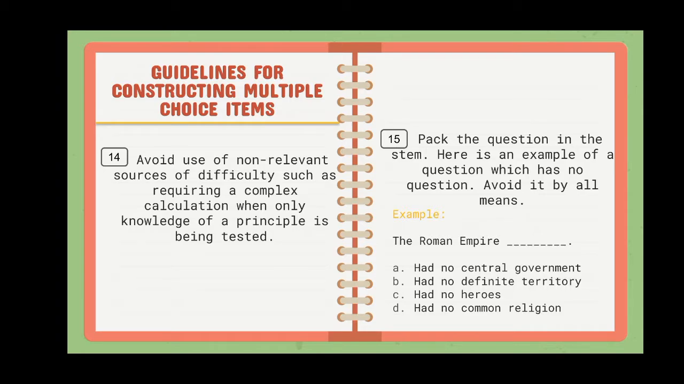Rule number 15. Pack the question in the stem. Here is an example of a question which has no question. Avoid it by all means. For example, the Roman Empire blank. A had no central government, B had no definite territory, C had no heroes, D had no common religion.